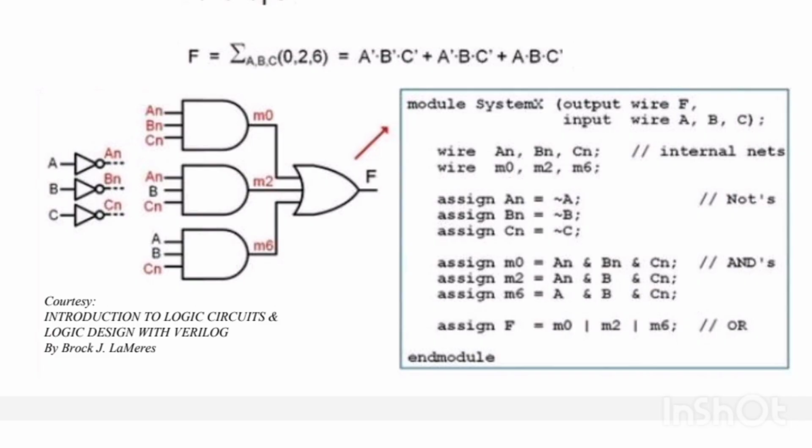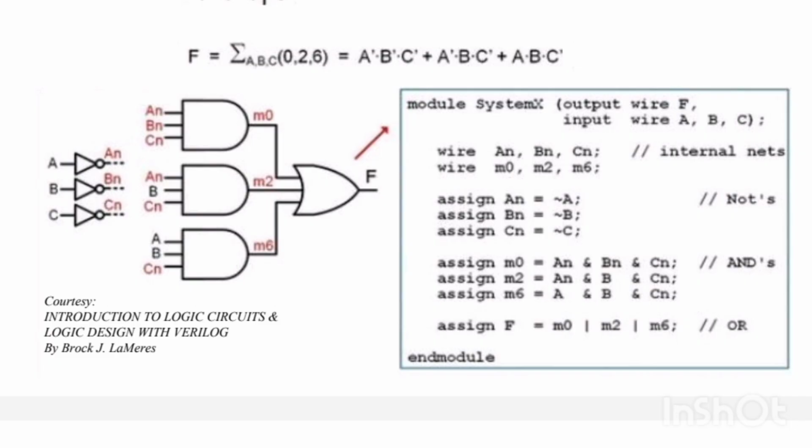So the wires declared over here in this part are AN, BN and CN. That is for actually generating the complement of A, B and C respectively. Then we have 3 more wires over there, M0, M2 and M6. These are for internal nets. So this M0 actually corresponds to the AND of AN, BN and CN, and M2 is the AND of AN, B and CN. Then M6 is the AND of A, B and CN.